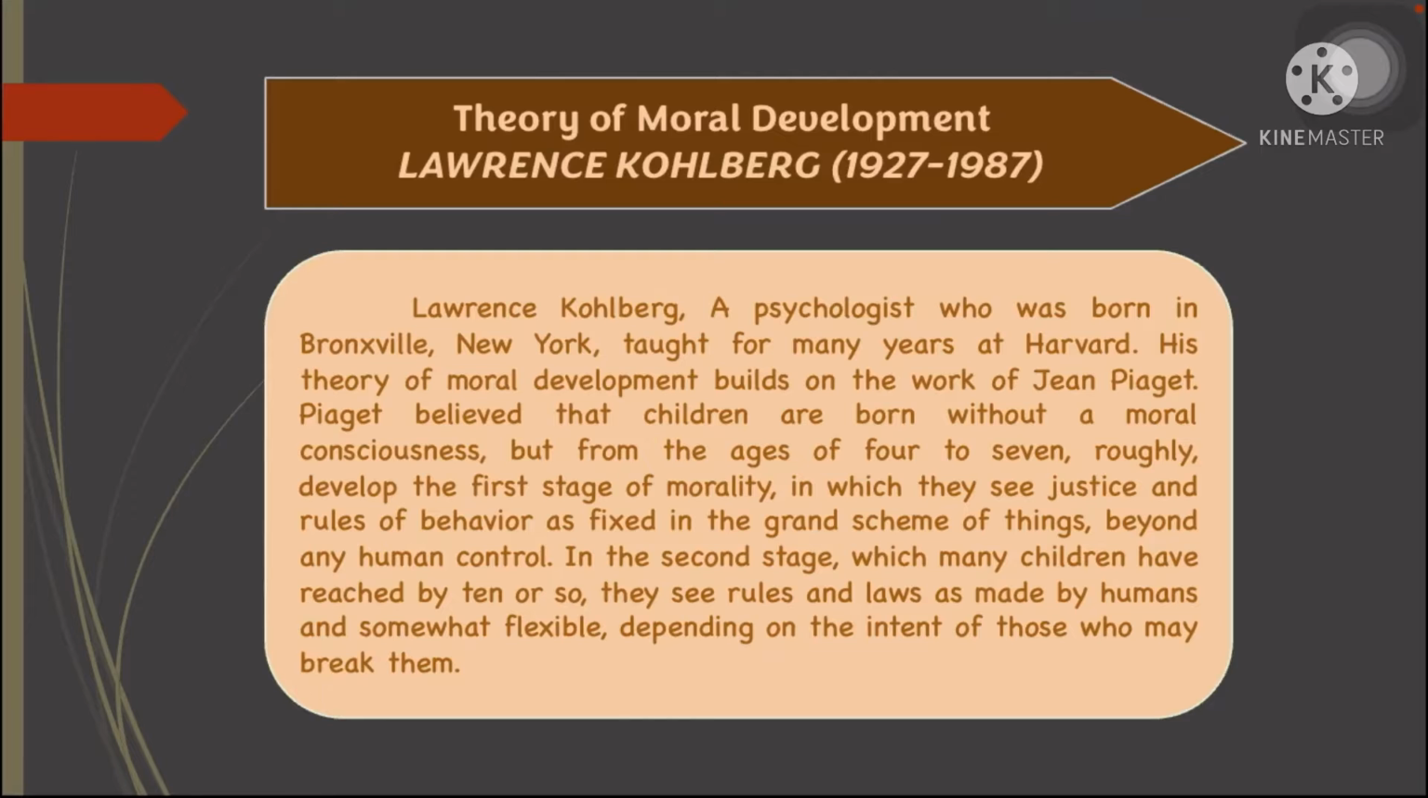Piaget believed that children are born without a moral consciousness, but from the ages of 4 to 7, roughly, develop the first stage of morality, in which they see justice and rules of behavior as fixed in the grand scheme of things, beyond any human control. The second stage, which many children have reached by 10 or so, they see rules and laws as made by humans and somewhat flexible, depending on the intent of those who may break them.